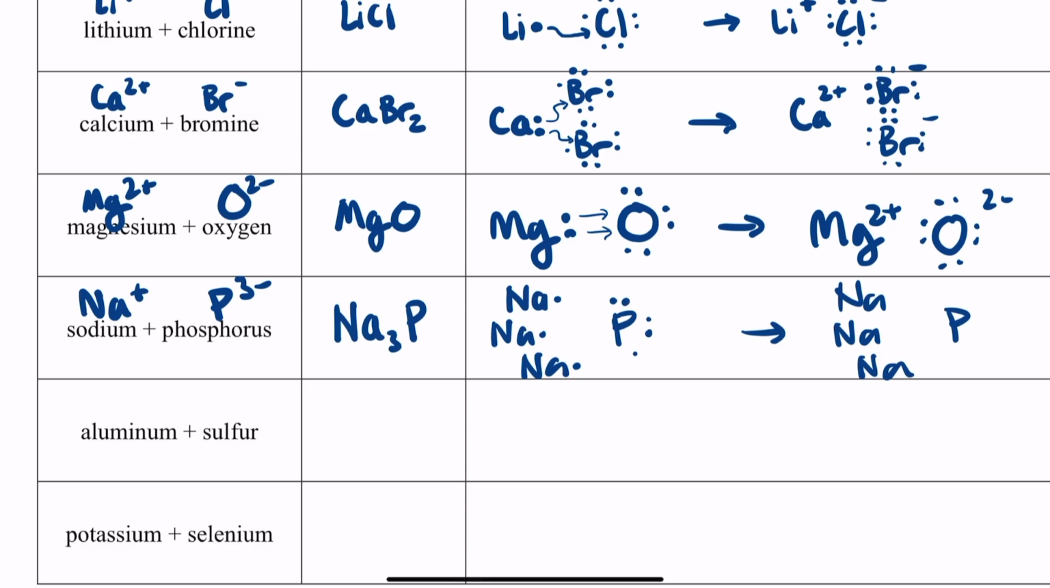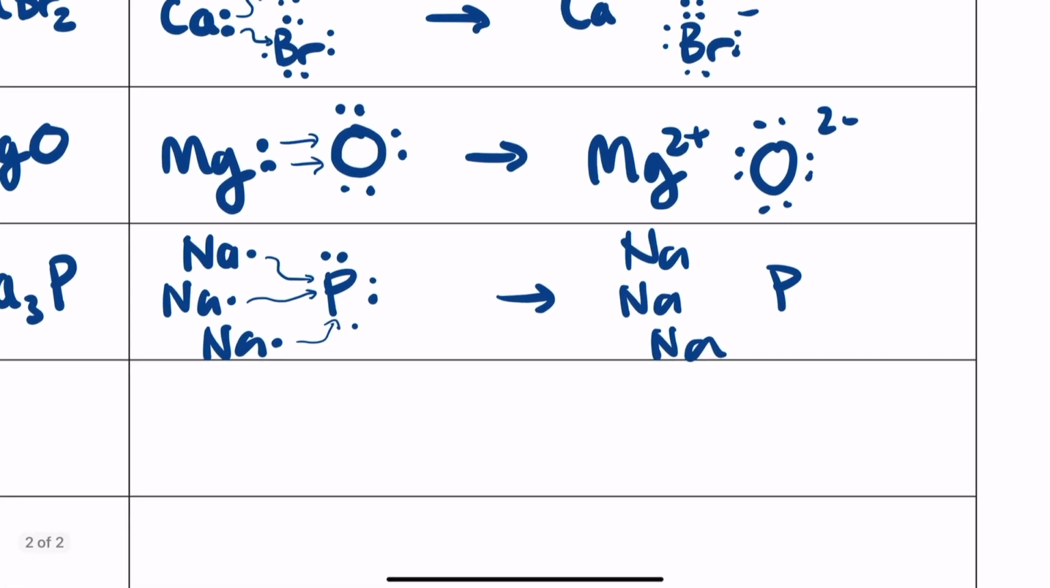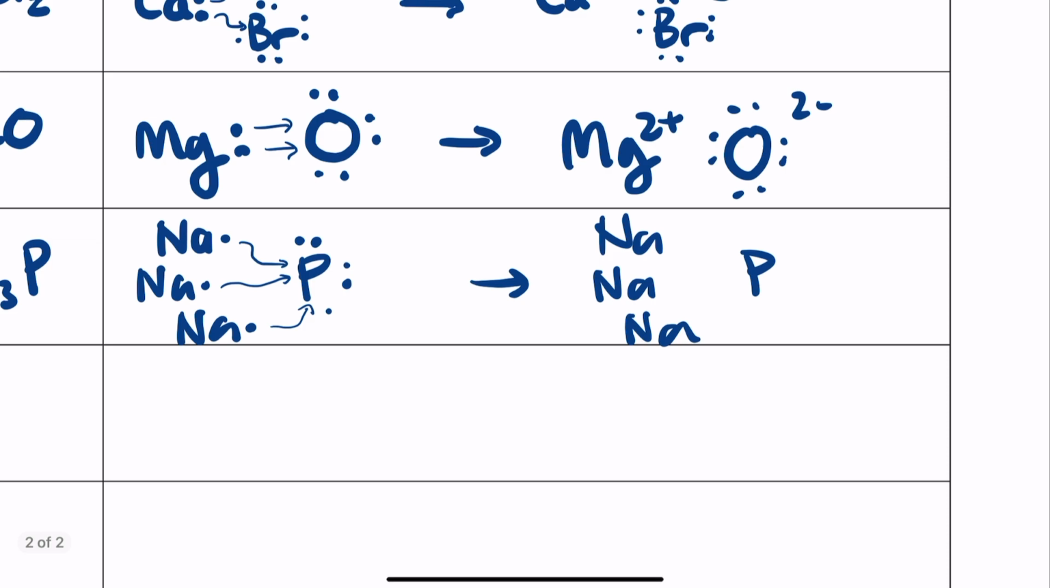So each sodium is going to be so generous and give these valence electrons over to phosphorus. 1, 2, 3. We'll draw a little arrow for each electron being transferred. And after that happens, now each sodium has a 1 plus charge, and then the phosphorus has 8 total electrons around it with a 3 minus charge.